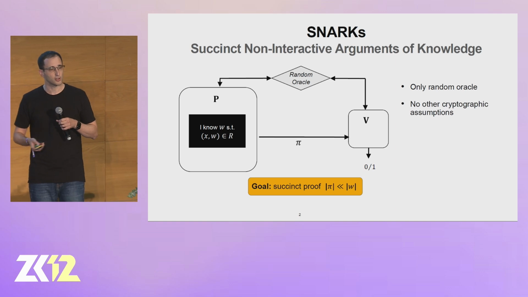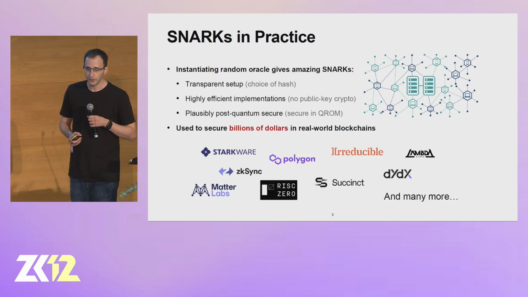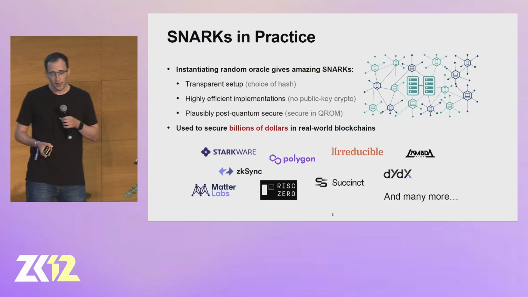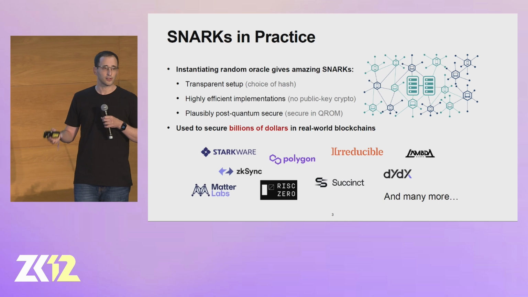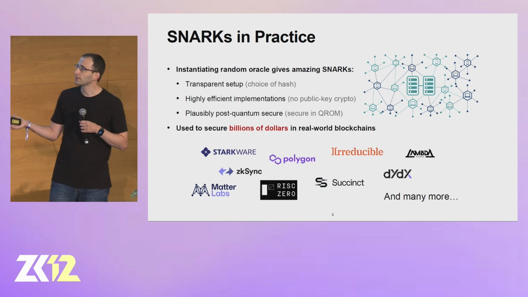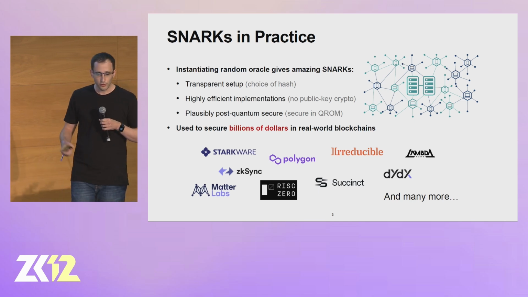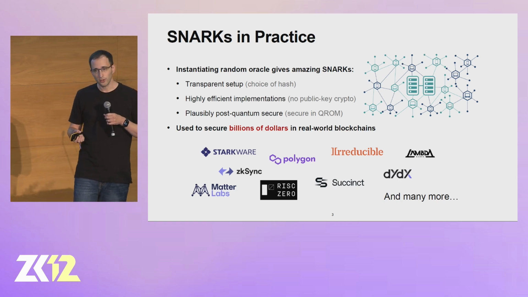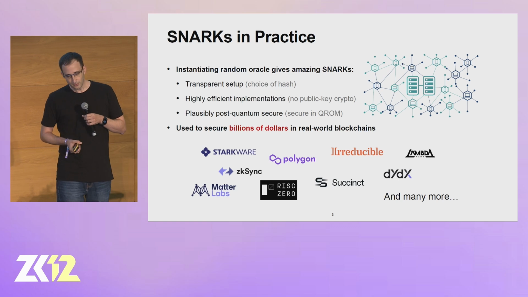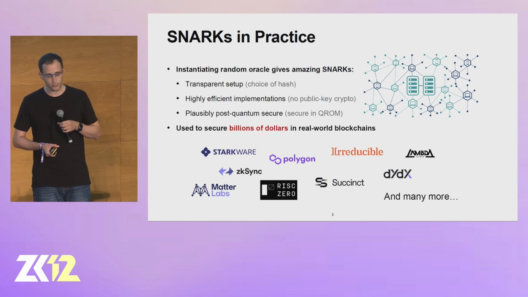Once you have such a scheme, you can replace the random oracle with some concrete hash function. So you instantiate the random oracle with a hash function, and what you get is a SNARK that you can deploy in practice. The advantages of such SNARKs are that they have a transparent setup, so the only setup they require is choosing this hash function. They usually are highly efficient. There's no public key crypto, no elliptic curves and stuff like that. There are only hash functions, usually over small fields, so they're fast. And they're also post-quantum secure, if you care about that.